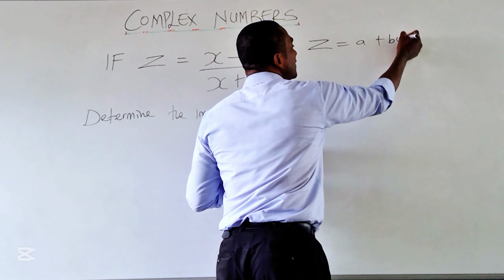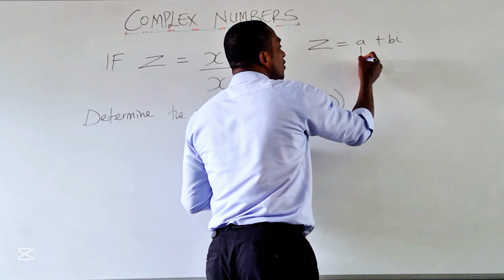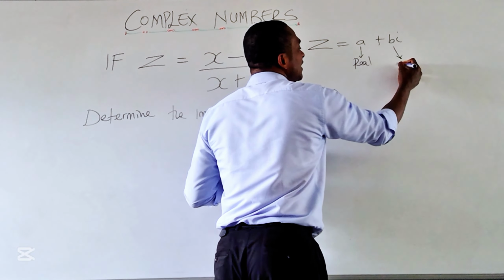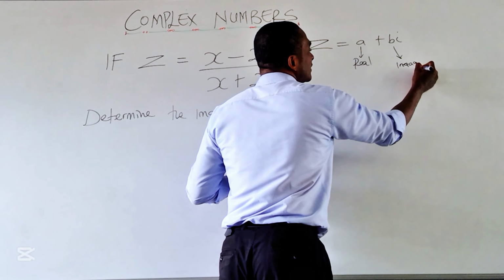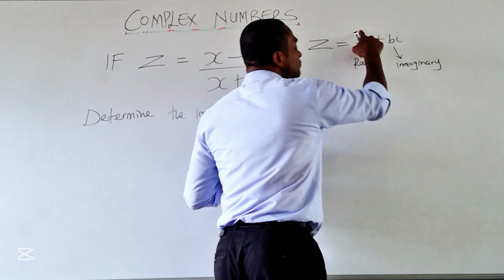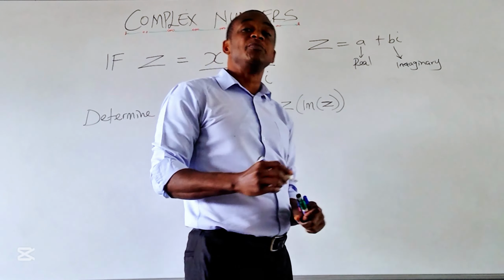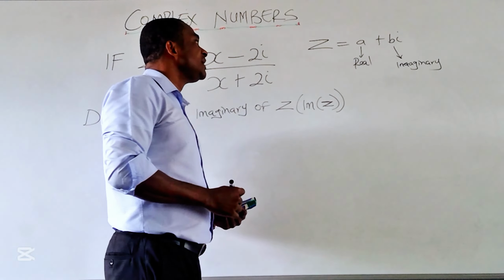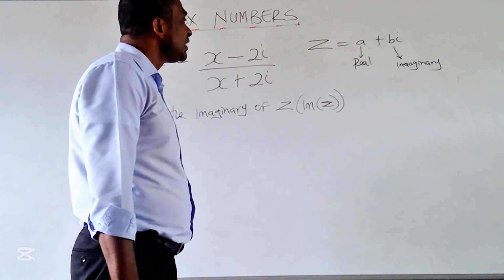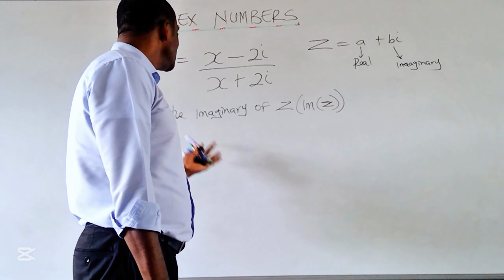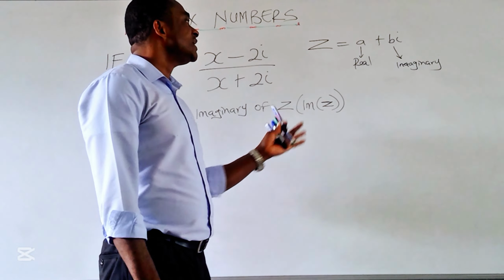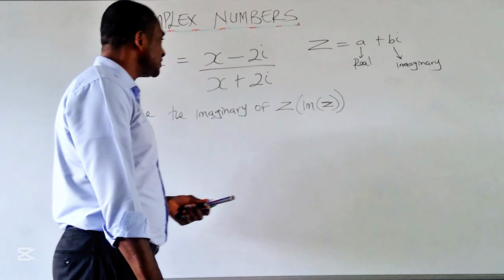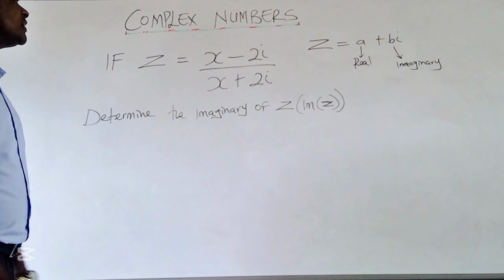a plus bi, where a is always the real part and b is the coefficient of the imaginary part. And this must always be a number, and this is the complex part of it. A is the real part and b is the coefficient of the imaginary. So if they're asking us to determine the imaginary part of z, they want this part. In other words, they want the coefficient of the imaginary part. How do we go about this?